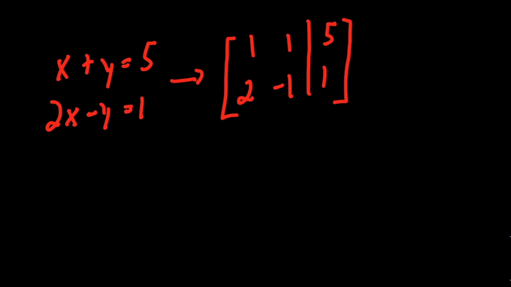Now, let's perform elementary row operations to transform this matrix into row echelon form. We'll start by using the first row to eliminate the coefficient below it. We'll multiply equation 2 by -2, and then we're going to add it to equation 1. As a result, we get this new augmented matrix.